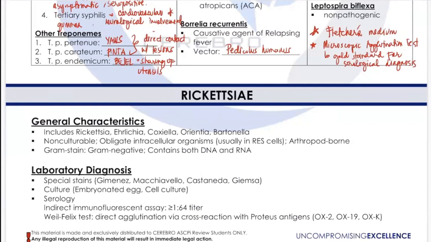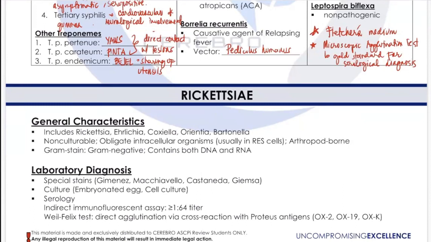Okay? So, Rickettsia is of course a gram-negative organism and they are usually arthropod-borne. However, I would like to point out later that we have one type of Rickettsia that is airborne. Okay? Now, for the laboratory diagnosis, we could make use of special stains such as Jimenez, Machiavello, Castaneda, and Giemsa. For the culture, they cannot be cultured on our artificial agar-based media. So it could be cultured on embryonated egg or cell culture.